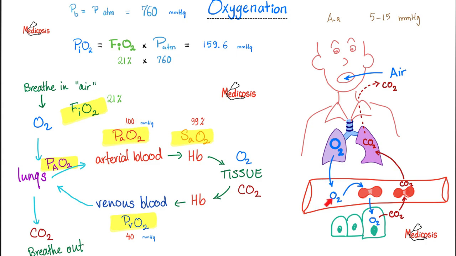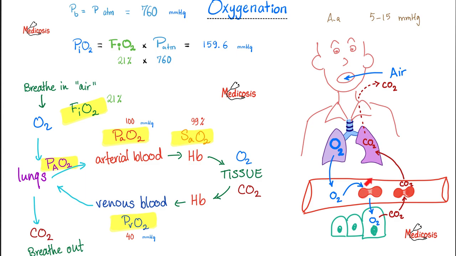Then the oxygen will jump onto the hemoglobin. Now the hemoglobin becomes saturated with oxygen, and we call this SaO2. When we measure oxygen saturation, or O2 sat, or percent saturation, or SaO2, we are measuring this 99%. 99% is normal. Less than 90% is a disaster.